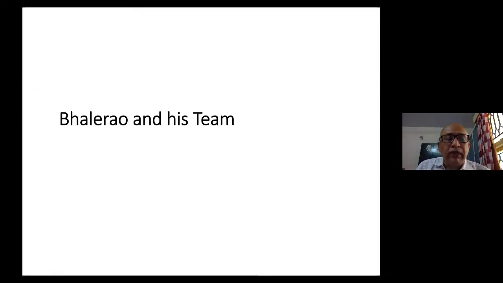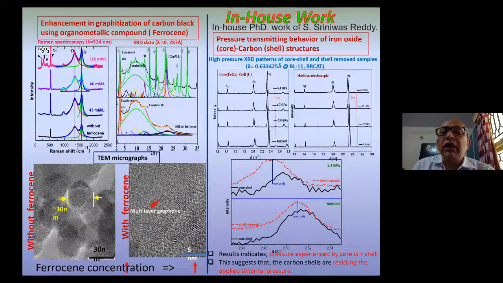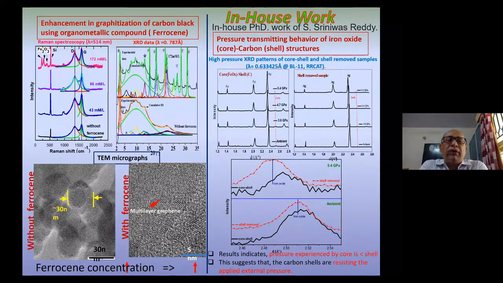So now I come to the other faculty, Dr. Bale Rao. His in-house research is with Mr. Srinivas Reddy. Mr. Srinivas Reddy has been working on enhancement of graphitization in carbon black. And here he has used an organometallic compound, ferrocene. With ferrocene, he is able to enhance the graphitization. And as a part of his work, he found that this iron oxide gets embedded inside this kind of carbon shell structure.